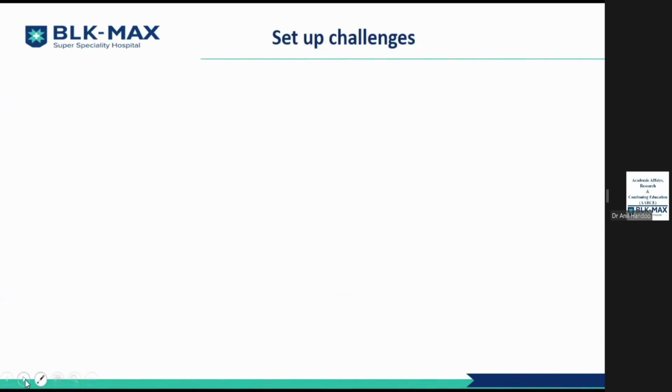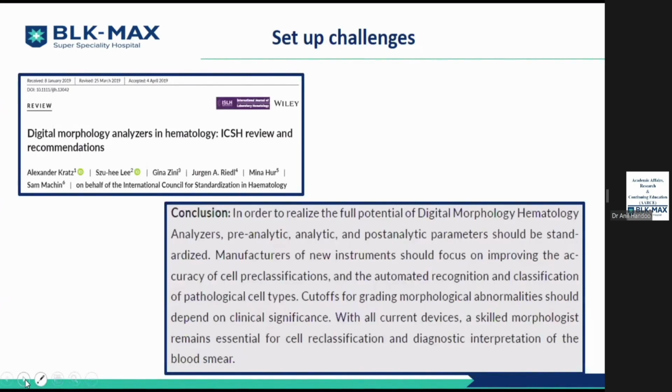Now, when you set up any instrument in your setup, there are challenges. Anything new which comes in, you need to get used to it, and the entire process needs to be set, standardized, and moved across. So when you have setting up challenges, what do you do in such circumstances? As far as the digital morphology platforms are concerned, fortunately, there is literature available, the ICSH, the International Council for Standardization in Hematology recommendations, wherein they talk about how digital morphology analyzers need to be set up in hematology and eventually taken care of with respect to the morphological information which comes out from them.